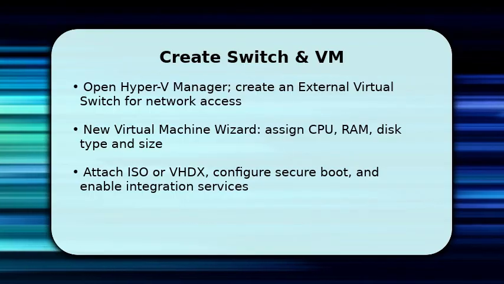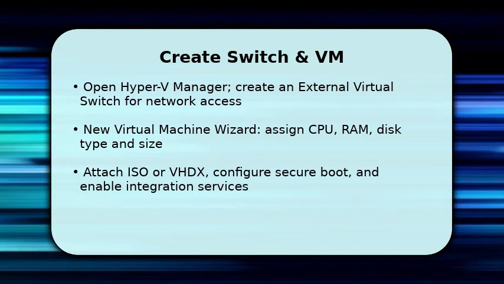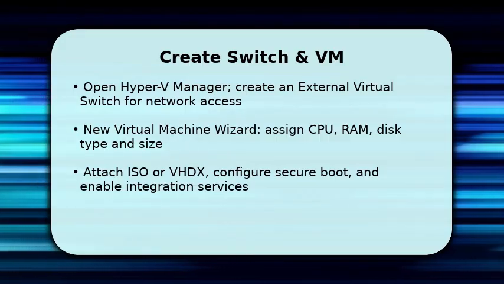Pick generation 1 or 2 based on the OS, assign cores and startup memory, provision a VHDX, and set it to dynamically expand or fixed. Attach the installation ISO and enable Secure Boot for modern OSes. Once configured, start the VM and begin OS installation.